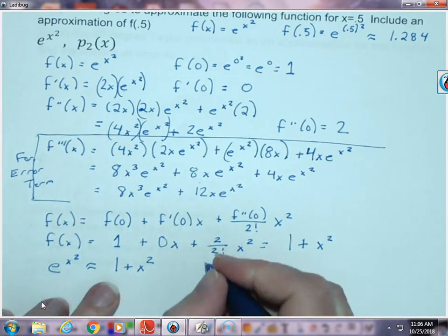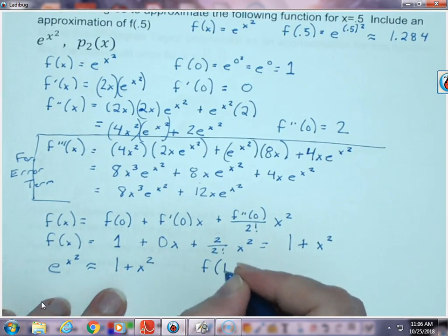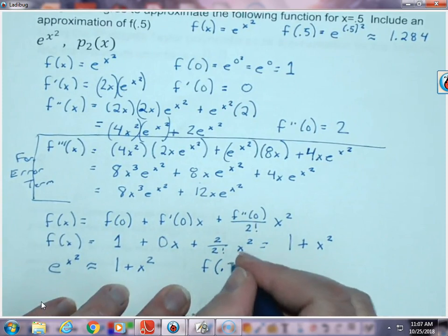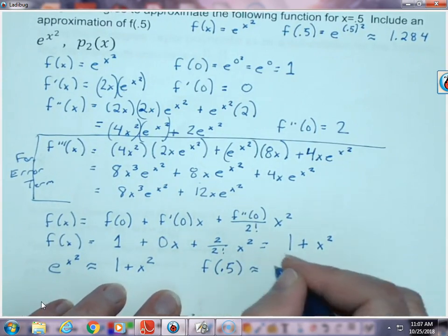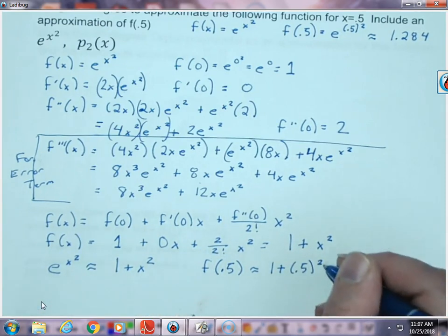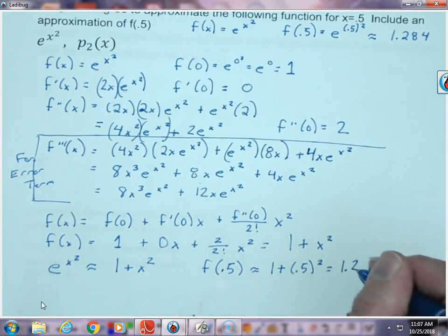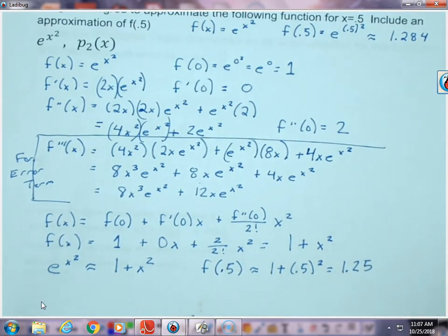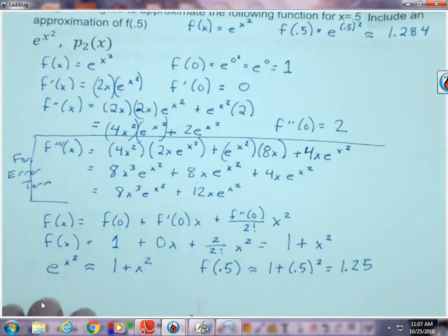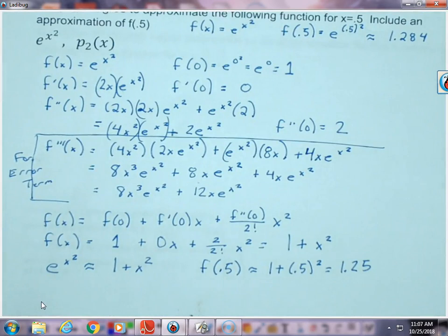But I could figure out my approximation for f of 0.5. Okay, so it would be about 1 plus 0.5 squared, which is 1.25. So not too bad. I mean, it's 1.284. And we got 1.25, and we didn't do very many terms. Okay, so that's not bad.